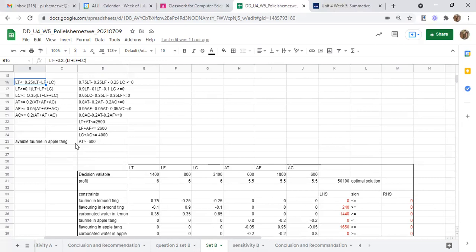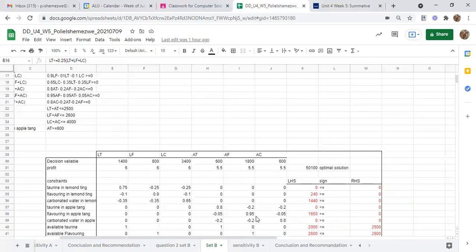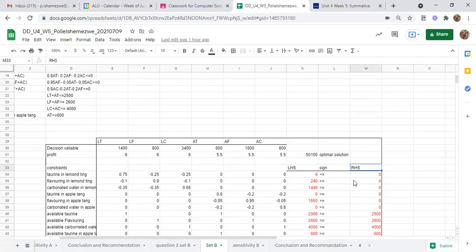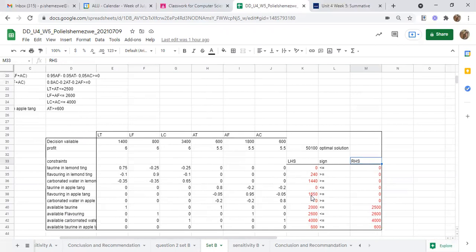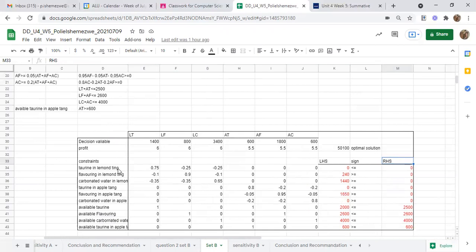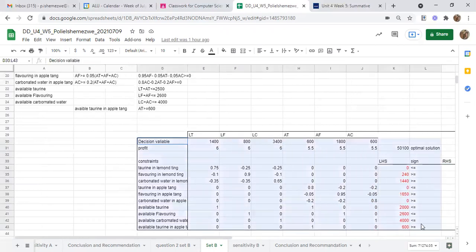By the way, please note that these various equations, forms, and signs constitute what we have to include on the LHS, sign, and this one here when setting our model. Now it's time to set up our model here.